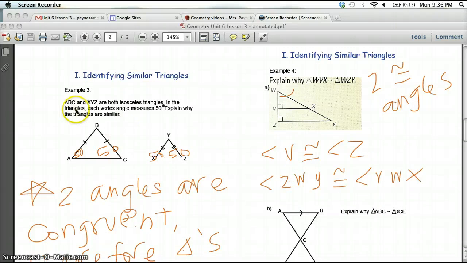It says ABC and XYZ are both isosceles triangles. Now remember, isosceles means that two sides are congruent. And if two sides are congruent, then their angles are also congruent. It says in the triangles, each vertex angle measures 50 degrees. So each angle A and angle C and angle X and angle Z are all 50 degrees. Now we need to explain, why are these triangles similar?